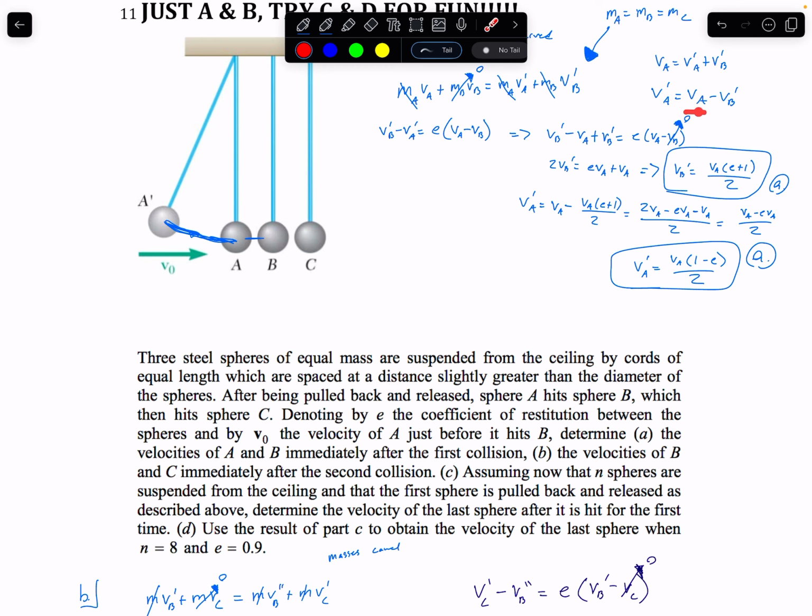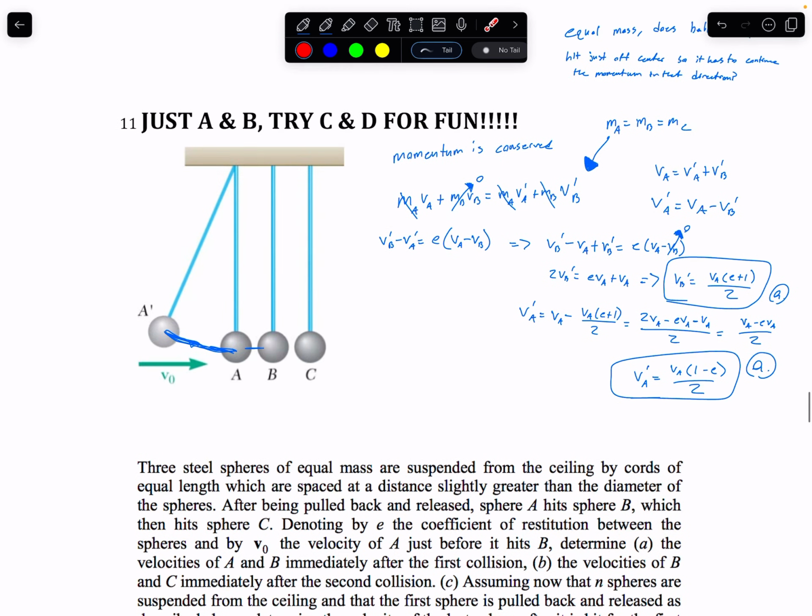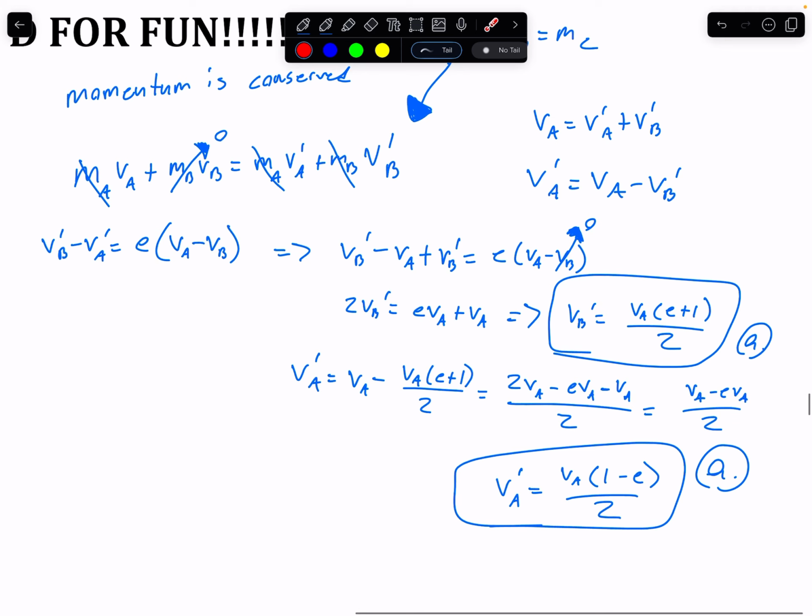I'm assuming we have VA at some point. And so we also know that VB is equal to 0, so we can take that out, and we sub in VA minus VB prime for VA prime. Do some algebra, we get 2VB prime is equal to E times VA plus VA, so we get that VB prime is equal to VA times (E plus 1) divided by 2.